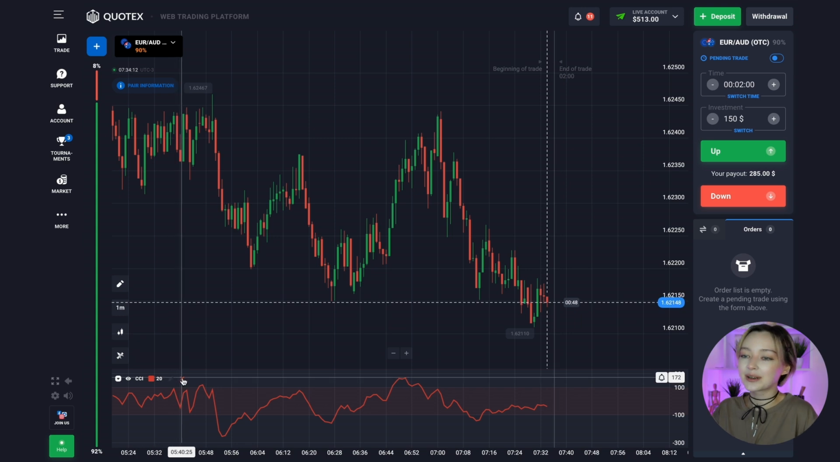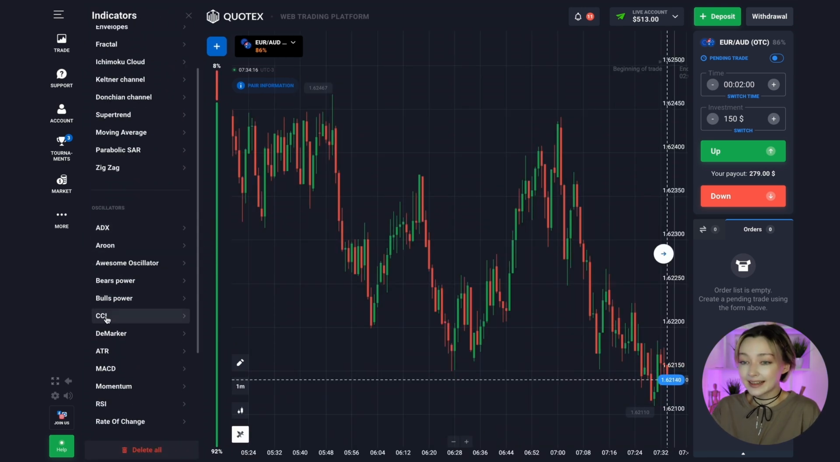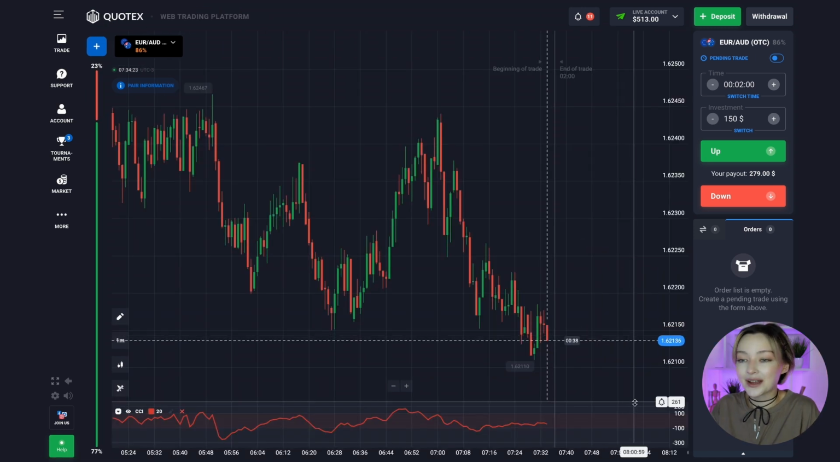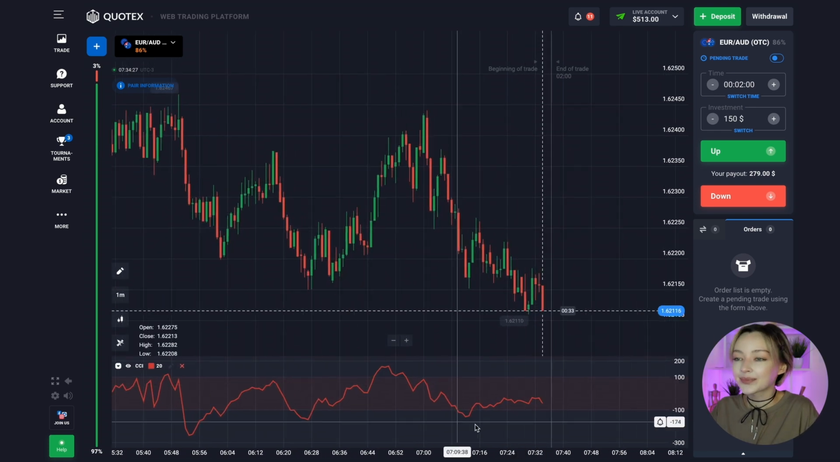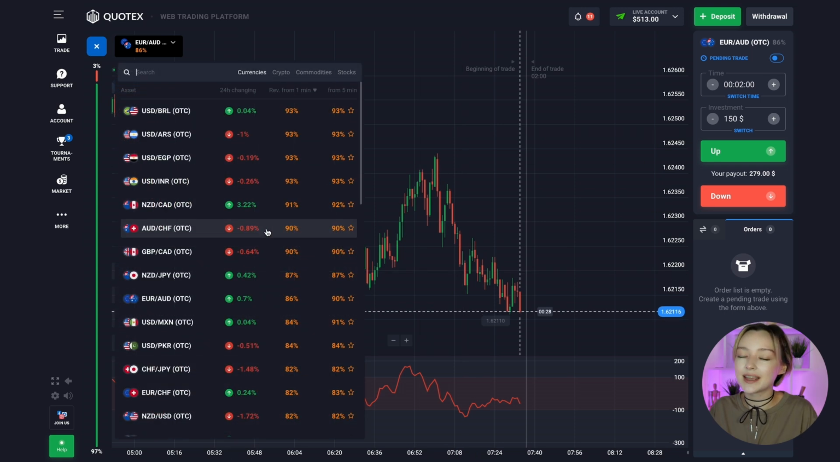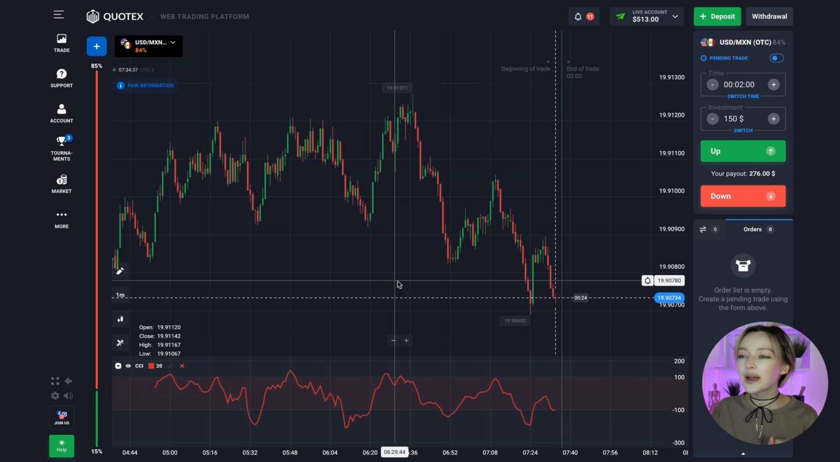So first and foremost, we're going to want to add the CCI indicator in the indicators list. Just click on it and we're done. We can feel free to make the main line a bit bolder, and we can, I guess, stretch the indicator out in order to see it a bit clearer. So this indicator is based off of the same operating principle as RSI, however, it's a tiny bit quicker.